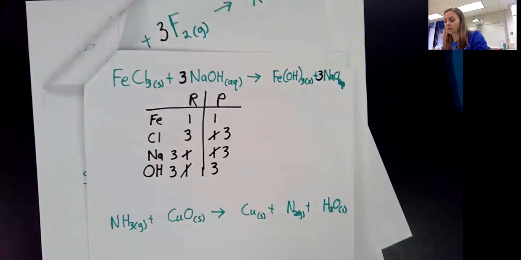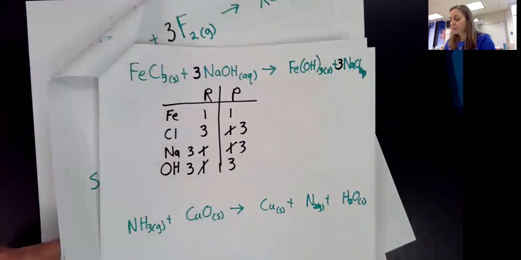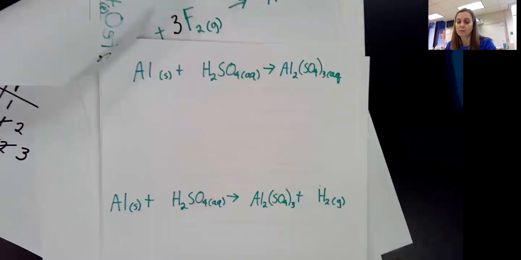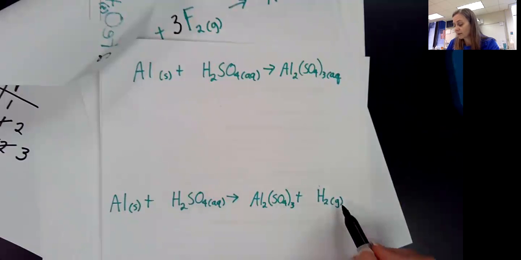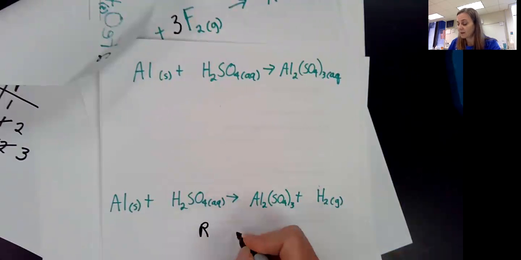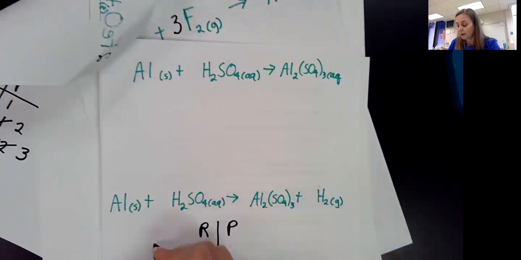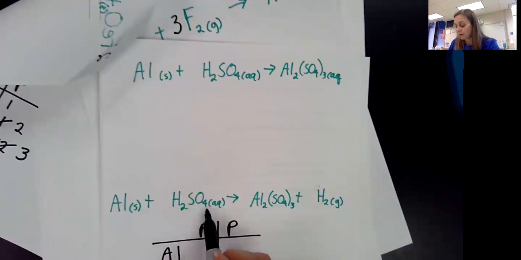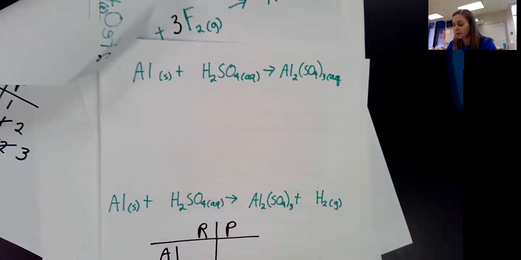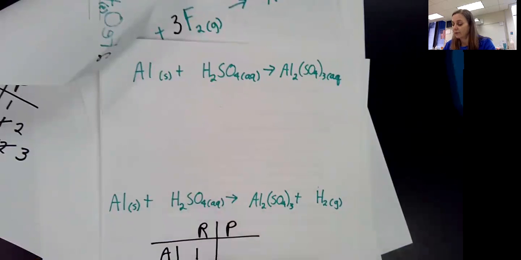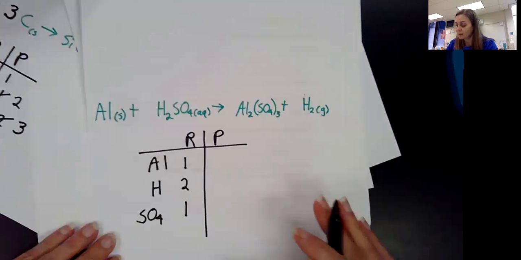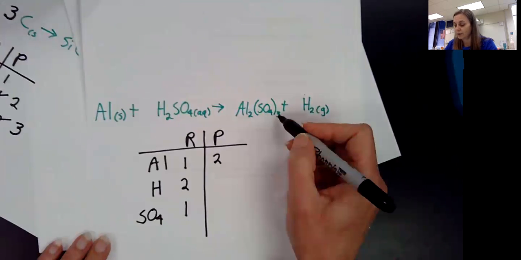The next one on your worksheet is aluminum plus sulfuric acid yields aluminum sulfate and hydrogen gas. So reactant side, product side, and I'm going to do the same thing I did before, aluminum, hydrogen, and because I have this polyatomic ion sulfate here and here, I'm going to leave it all put together as the sulfate ion. So I have 1 aluminum, 2 hydrogens, and 1 sulfate ion. I have 2 aluminums, 3 sulfate, and 2 hydrogen.